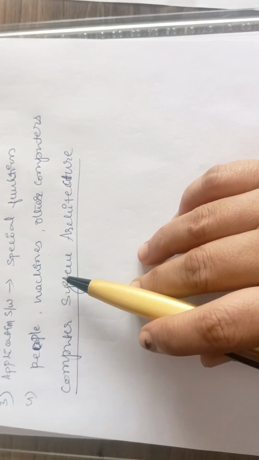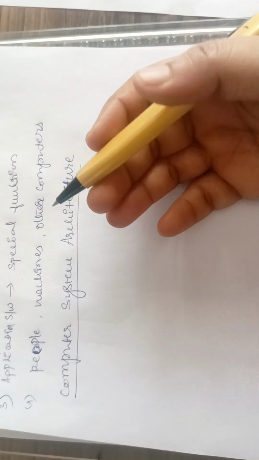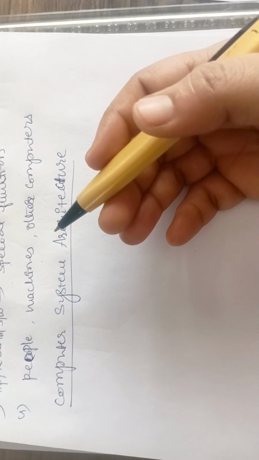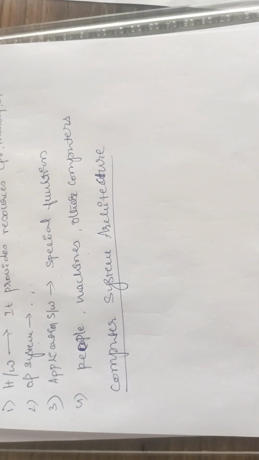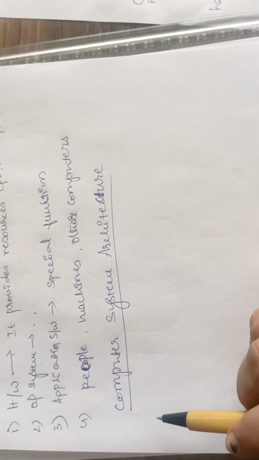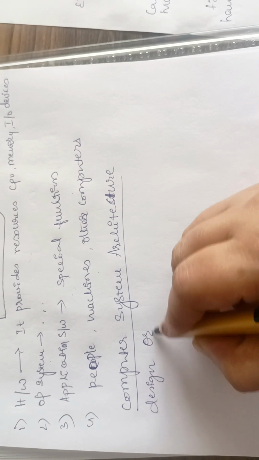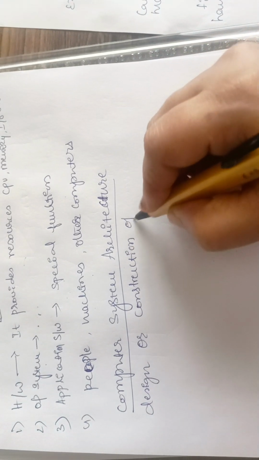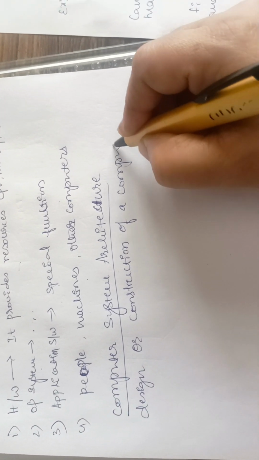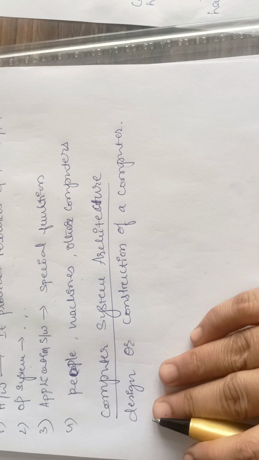So what is computer system architecture? It means designing a system. Computer architecture means the design or construction of a computer. It can be designed in different ways.